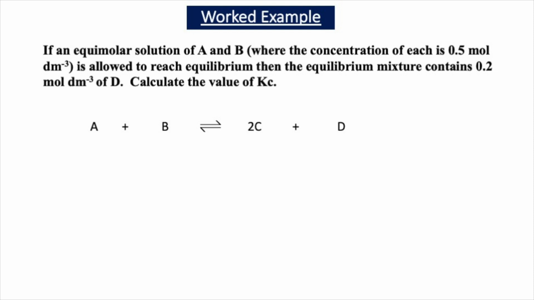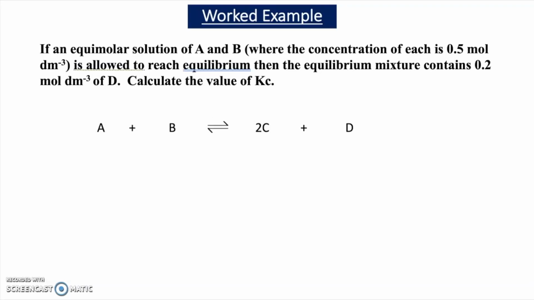So to help us understand this method, we're going to do a worked example. Here's the sample question that we're going to look at. If an equimolar solution of A and B, where the concentration of each is 0.5 moles per decimeter cubed, is allowed to reach equilibrium, then the equilibrium mixture contains 0.2 moles per decimeter cubed of D. The question says calculate the value of Kc. The chemical equation is given in the question: A plus B goes to form 2C plus D.